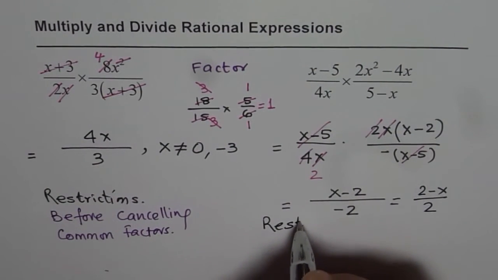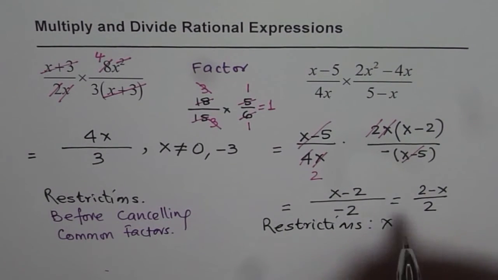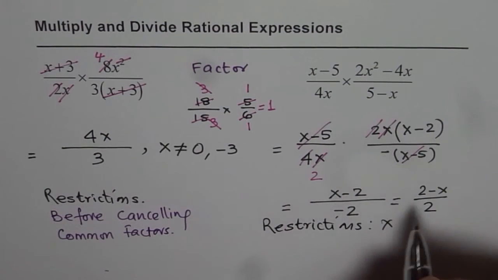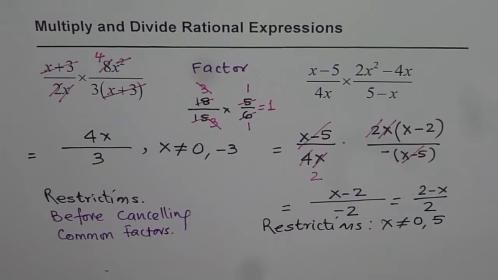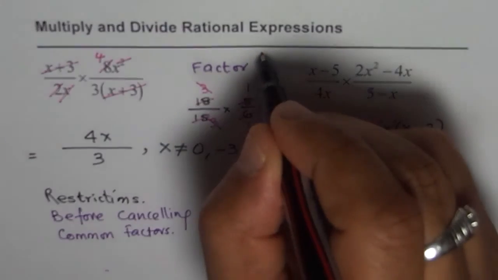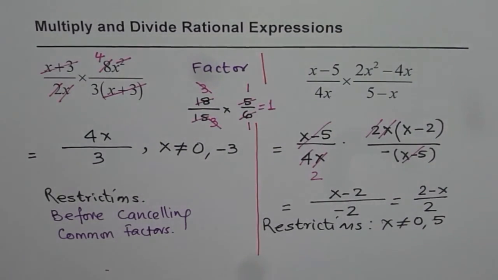As I mentioned, we should write down the restrictions, and let me write them separately. We should write them before cancelling. That means x is not equal to 0 and x is not equal to 5. So these are the 2 restrictions on our second expression. That is how we multiply rational expressions. I hope the process is clear. Go through it and then do the following question on your own. Thank you and all the best.